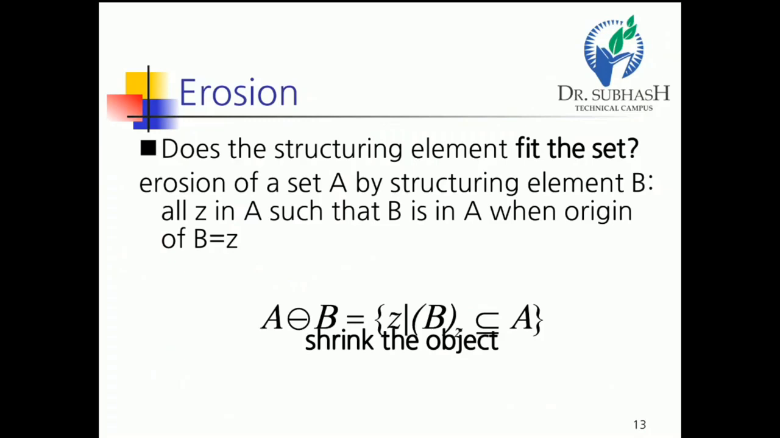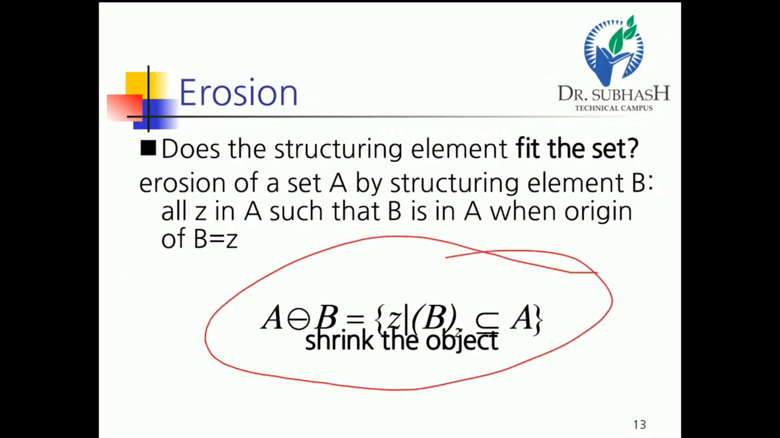So now defining the erosion. Erosion: does the structuring element fit the set? The erosion of a set A by structuring element B is the set of all Z in A such that B is in A when the origin of B equals Z. That is the function of the erosion. A erosion B equals the set of Z where B translated by Z is a subset of A.